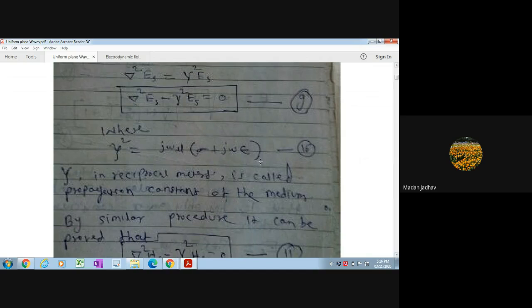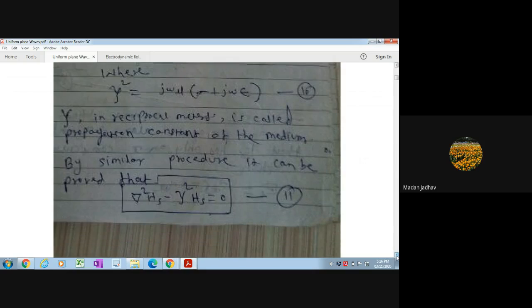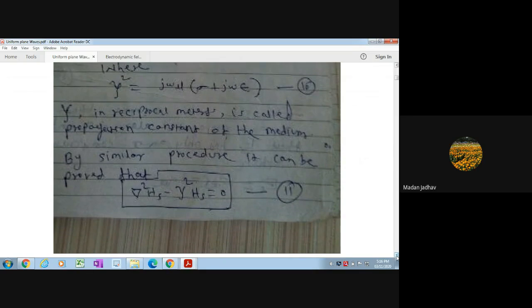Now this is a totally imaginary quantity. If there is j, it means the quantity is imaginary. Similarly, we can also obtain the wave equation del square Hs minus gamma square Hs. Here Es and Hs are phasor quantities. Phasor quantity means it has both magnitude and phase for the electric and magnetic fields. This is another wave equation in vector form: del square Hs minus gamma square Hs is equal to 0.